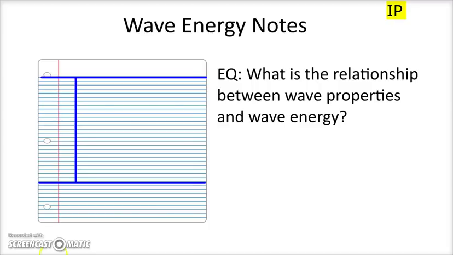On your IP page, title it Wave Energy Notes, set it up to be Cornell or AVID style, and at the top, write the essential question, which is, what is the relationship between wave properties and wave energy? Another way of saying relationship is like looking at a connection between the properties of the waves and the energy that it takes to make the wave move, and also the energy that is transferred.